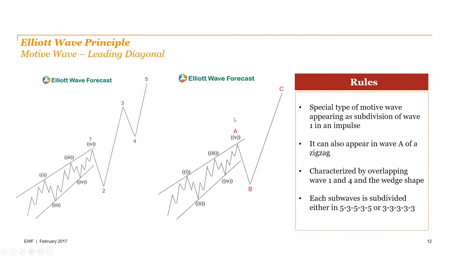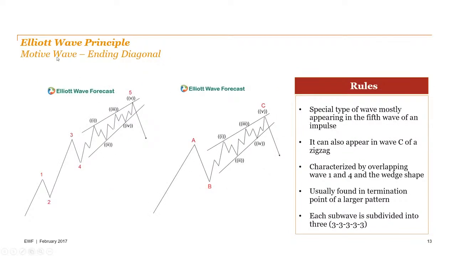So this is called the leading diagonal. Okay, so subdivision of the leading diagonal can be 5-3-5-3-5 or 3-3-3-3-3. Now, another variation is ending diagonal. It's just like a leading diagonal, but the difference is it happens at the wave 5 of the impulse. So this is a 1, 2, 3, 4, 5 impulse, where the wave 5 you can see is diagonal. Characteristic the same, wave 4 overlapping with wave 1. Also a wedge shape here, right? The wedge shape. It can happen in the wave C of an ABC as well for the ending diagonal.